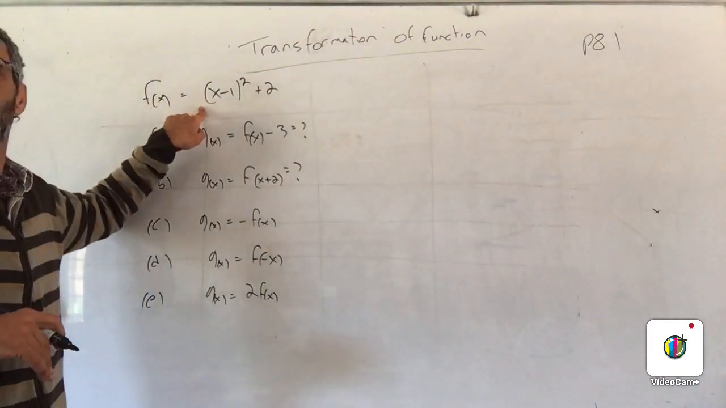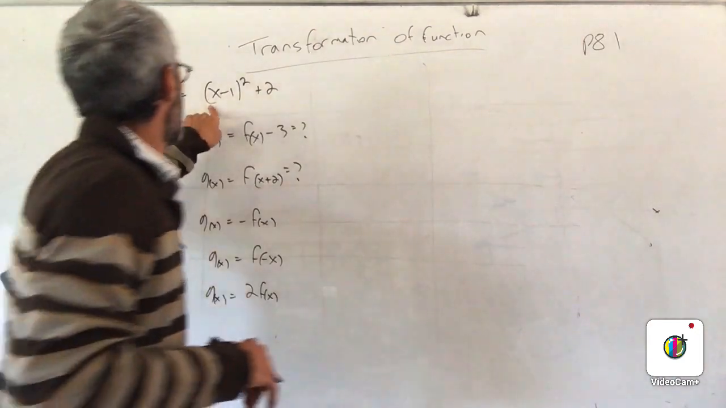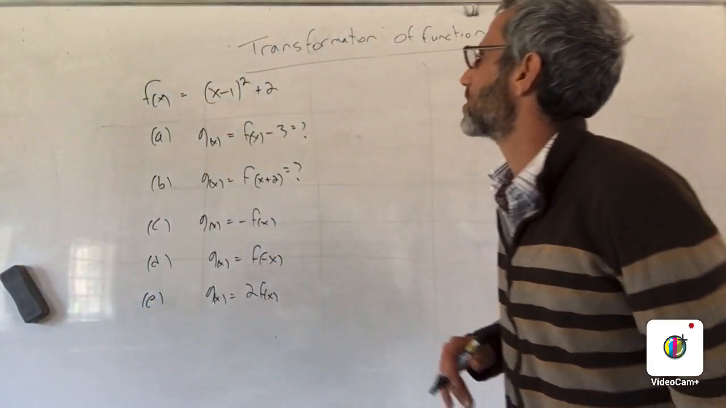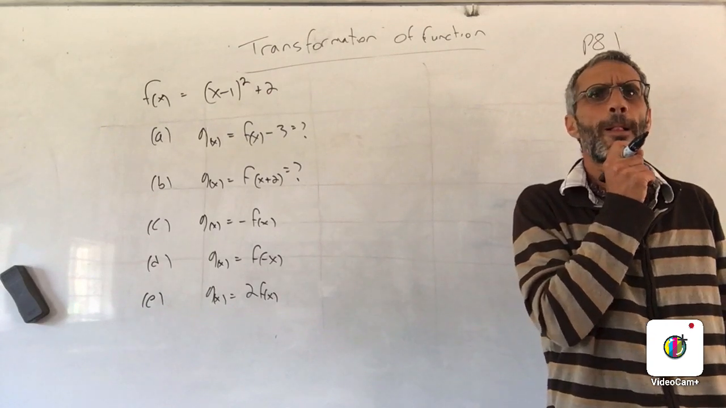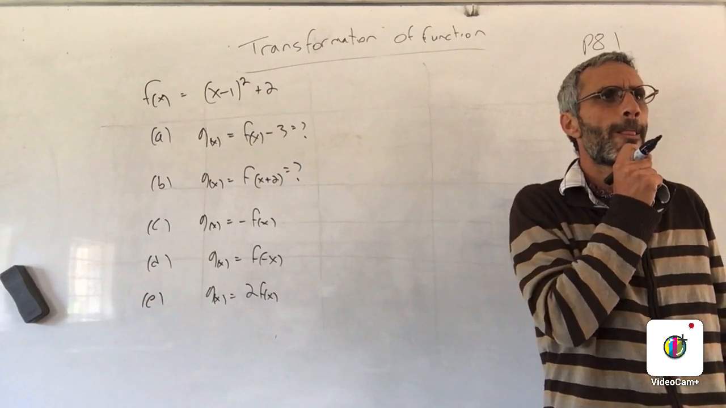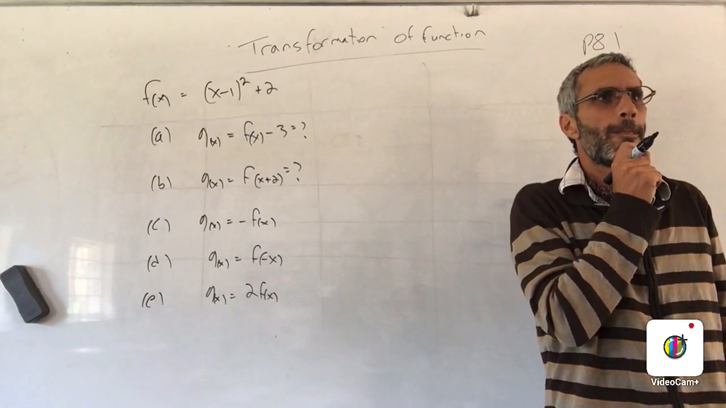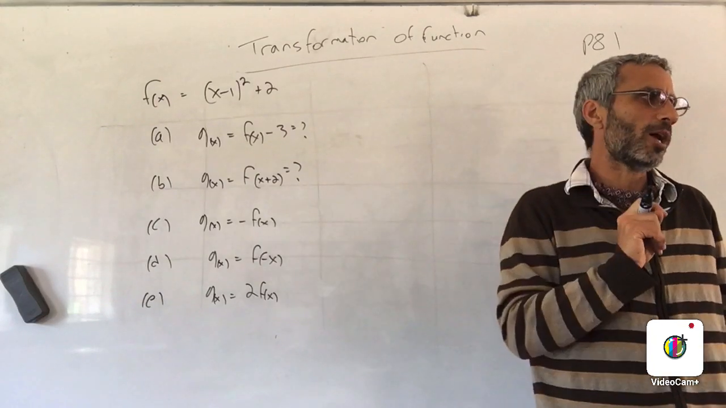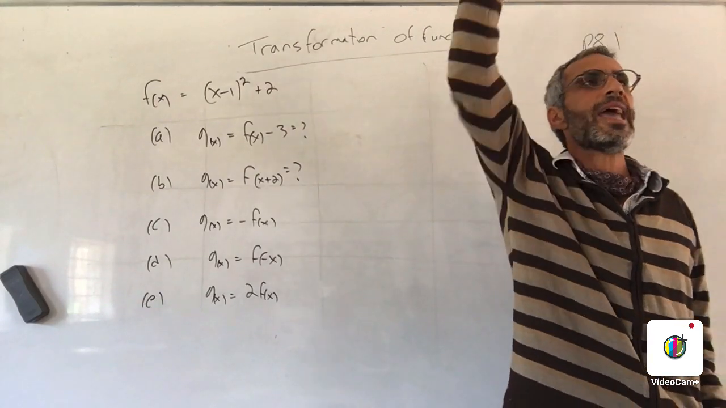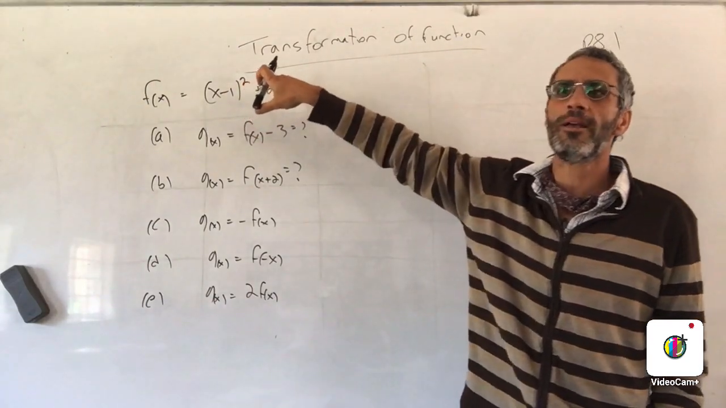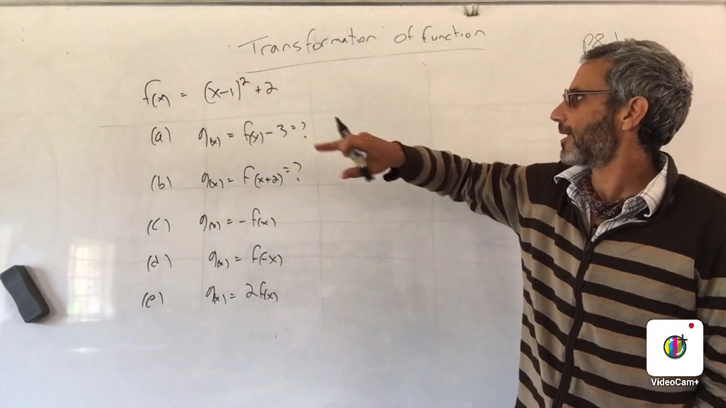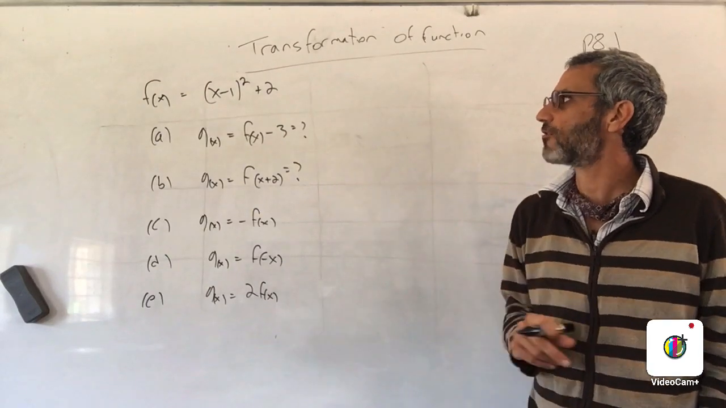You are given a function. Look, I've got a function: f of x equals x minus 1 squared plus 2. What kind of function is it, by the way? Exponential? What? Parabola. Exponential is when the x is in the exponent. When you have x squared, well done, Gabby, it is a parabola. So you've got some kind of parabola.